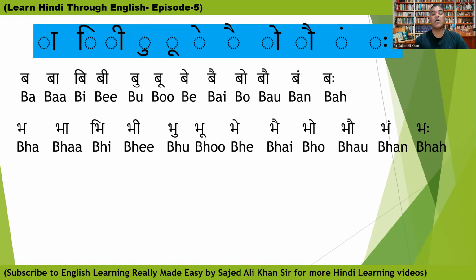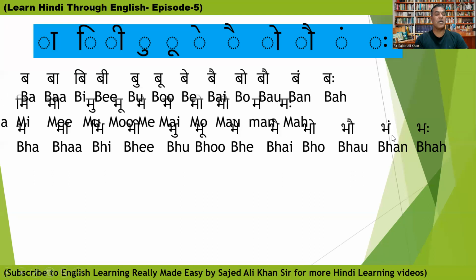But here, bh. When you pronounce this one, you have to just touch the lip and leave it, with a gasping sound that should come out of your mouth. But in pronouncing b, it should not be like that. The sound should be very, very clear. B, and this is bh. Bh, bha, bhi, bhu, bhe, bhai, bho, bhan, ba.